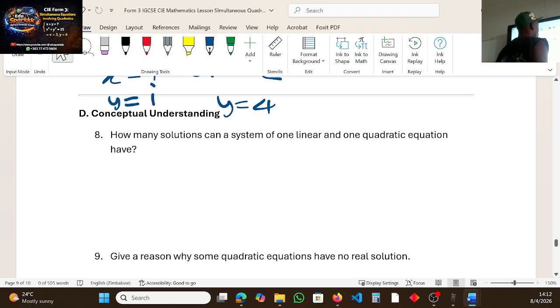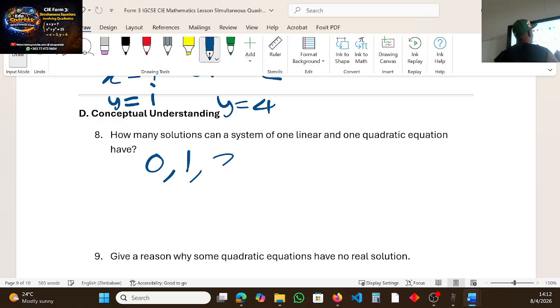Then let's try and make sense of the calculations we've been doing. How many solutions can a system of one linear and one quadratic equation have? Well, it depends on the nature of the equation formed. Well, we can have 0 or 1 or 2.